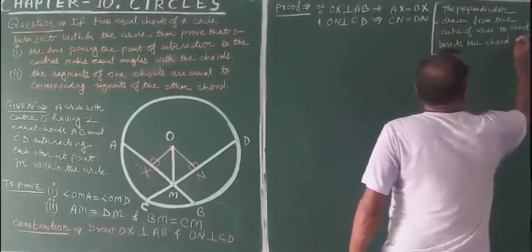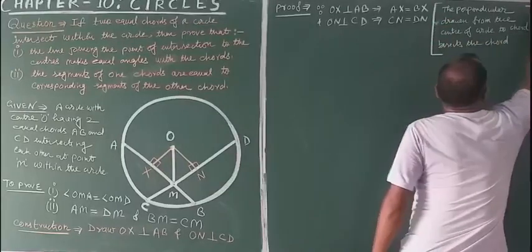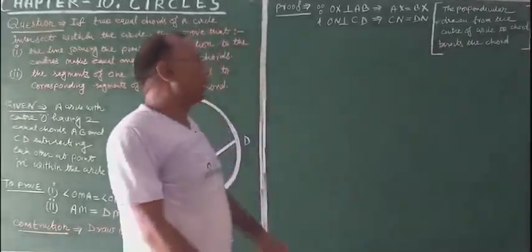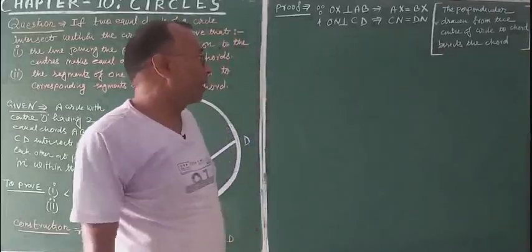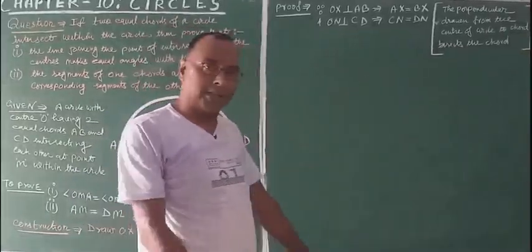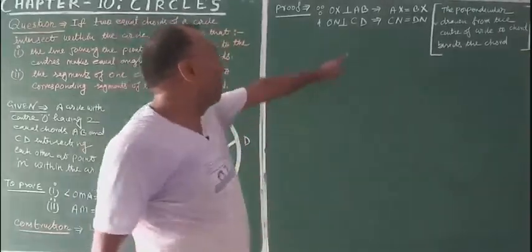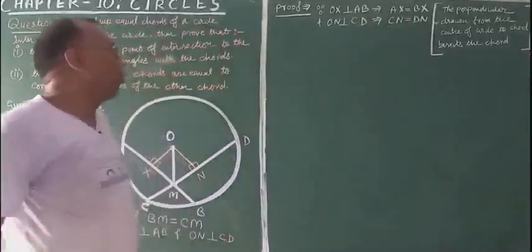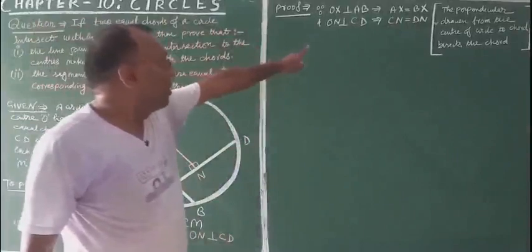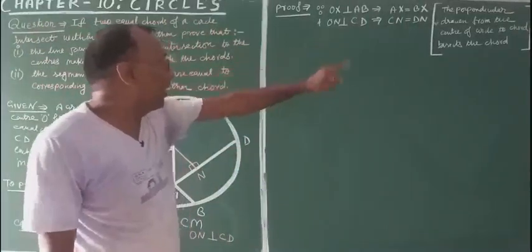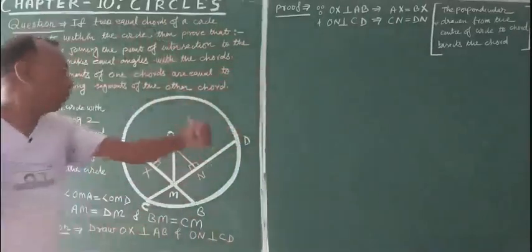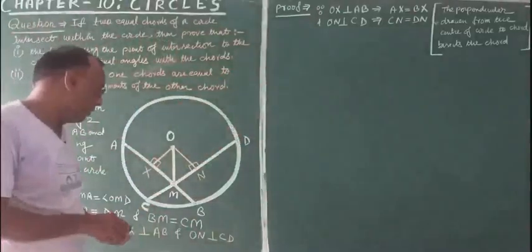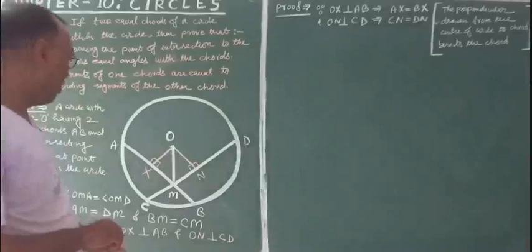This is the reason. The perpendicular drawn from the center of the circle to the chord bisects the chord. Therefore, AX will be equal to BX, and ON perpendicular to CD will imply that CN is equal to DN. Is it clear?